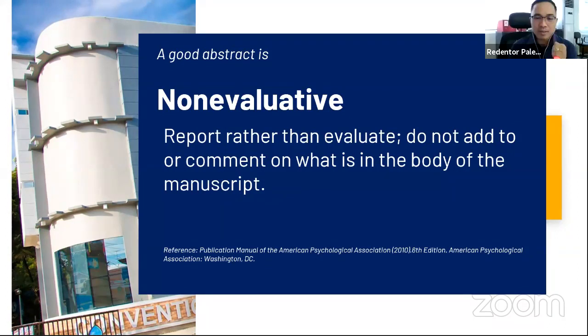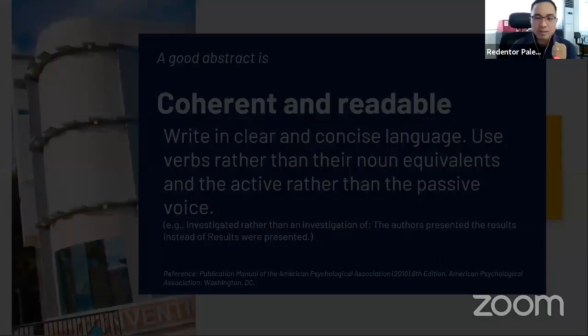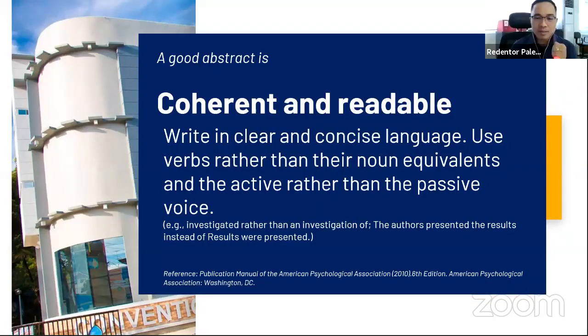The next one here is, of course, coherent and readable. The key word, coherent, would mean that it is logical, unified. As mentioned before, what is written in the abstract should be found in the texts. So it cannot be missing in the abstract, and it cannot be in the abstract but not found in the manuscript. Okay? So, coherent and readable.